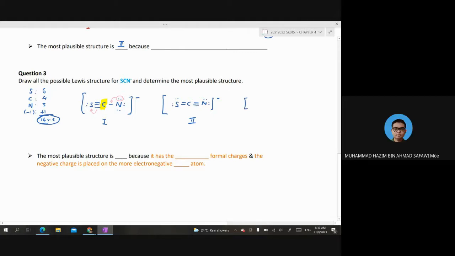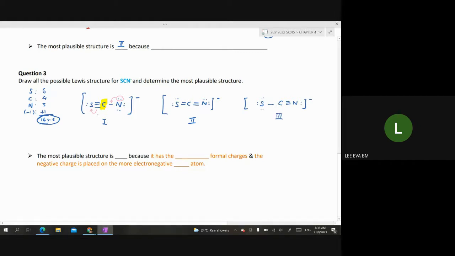Yes, madam. Okay. So how about your third structure? What is it? How will it look like? Structure yang ketiga macam mana? Carbon? Triple bond. Yes, triple bond, and now the nitrogen is left with 1 lone pair only. So this is your third structure.